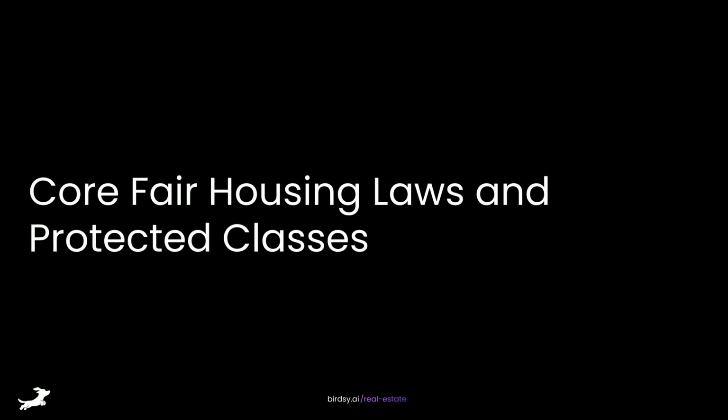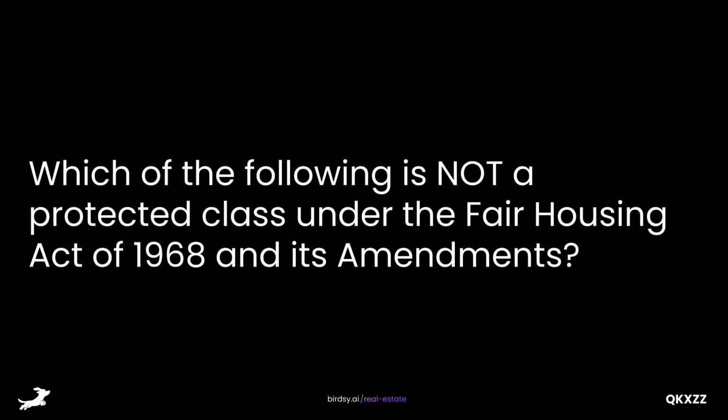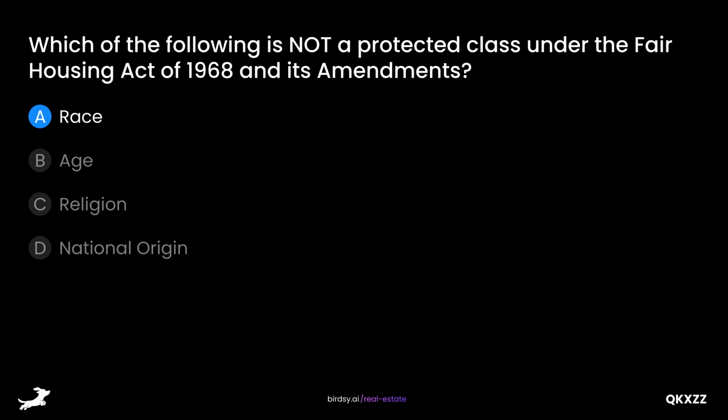Core Fair Housing Laws and Protected Classes. Fair Housing Act of 1968 and its amendments. Which of the following is not a protected class under the Fair Housing Act of 1968 and its amendments? Is it A, race, B, age, C, religion, or D, national origin? The answer is B, age.